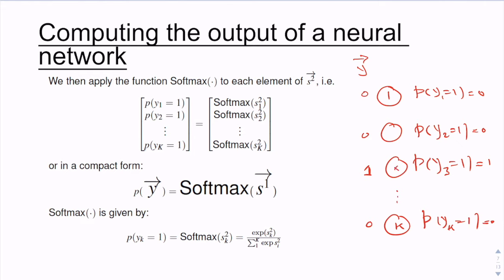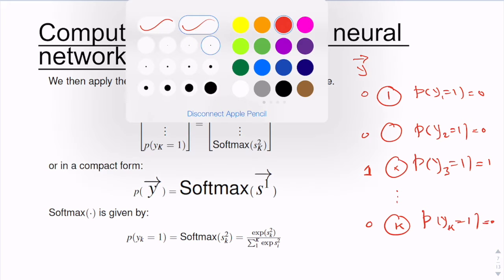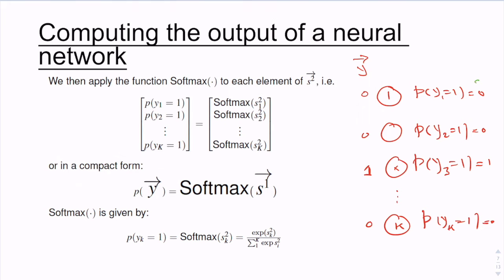Let's say in practice what we get here is like 0.1, 0.1, 0.05, 0.1, 0, 0.05, and then this one is 0.98. That's because this node has the highest likelihood among all these nodes, and then we know that the sum of these should add up to 1.